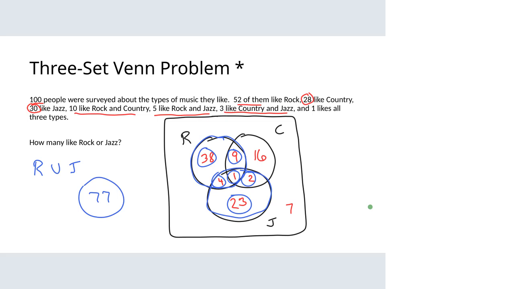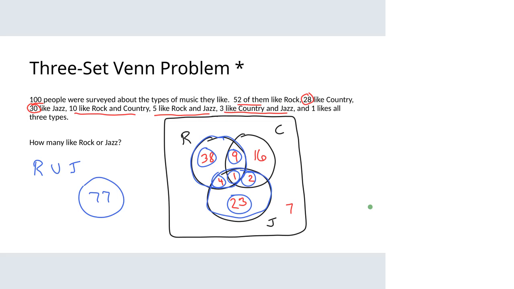Most common answer there throughout the 9, the 1, and the 2. If the question had said, how many like rock or jazz but not country, you could do that. But that's not what the question said. It said rock or jazz. If you like rock, we're going to count you. If you like jazz, we're going to count you. Some of those people happen to like country also. Okay, that's fine. We're counting the people who like rock or jazz. We're counting all of them. So it's those 77 people.